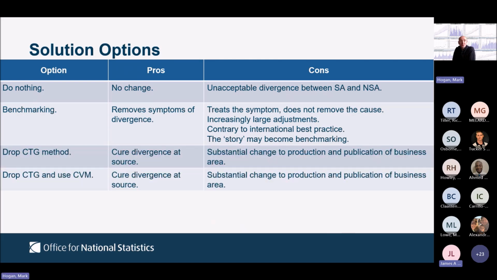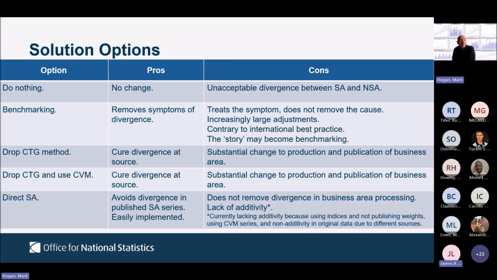The other 2 methods were to simply stop using the contribution to growth method, and one of those is to stop using the indices as well and just use and publish the underlying CVM series, chained volume measure. This would get rid of the cause of the divergence. However, this CTG method is deeply embedded into the production process of this business area, so it would be a substantial change, and that's something they're currently thinking about and working through.